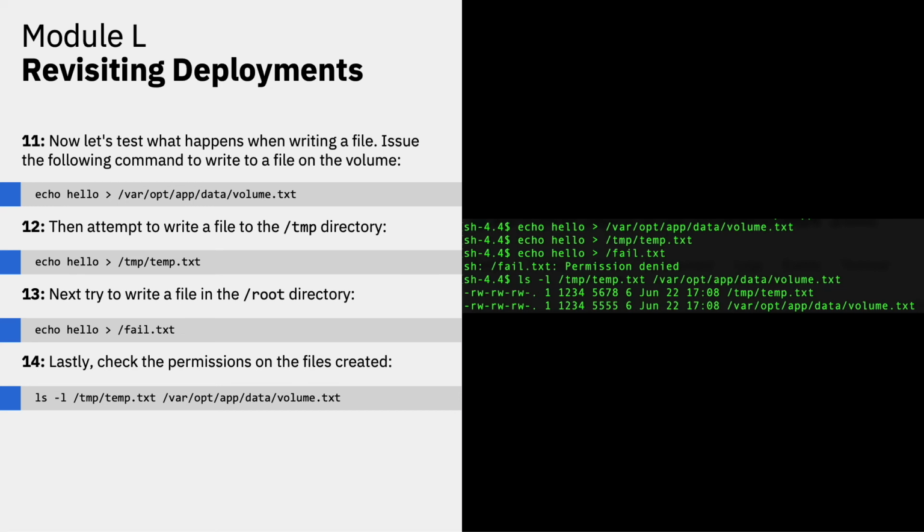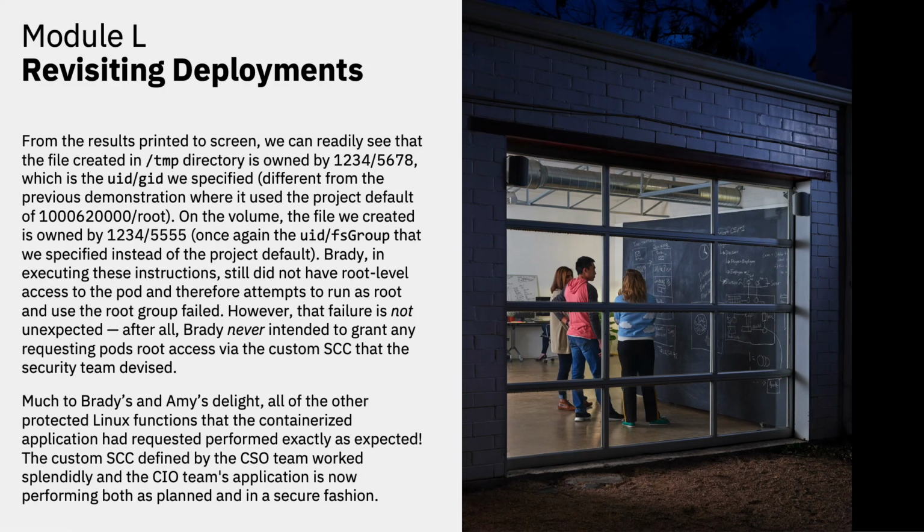However, that failure is not unexpected. After all, Brady never intended to grant any requesting pods root access via the custom SCC that the security team devised. Much to Brady's delight, all the protected Linux functions that the containerized application had requested earlier performed exactly as expected. The custom SCC defined by the CSO team and Brady worked splendidly well, and the CIO team's application is now performing both as planned and in a secured and trusted fashion.